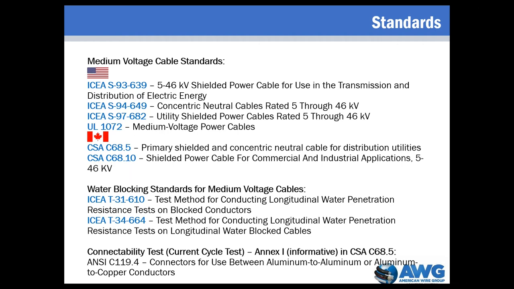The ICEA and CSA medium voltage cable standards recognize components, testing and markings for water block conductors, both in the stranding of the phase conductor as well as under the cable jacket. CSA C68.5 also mentions an optional connectability test for water blocked stranded conductors, which is the current cycle test from ANSI C119.4.